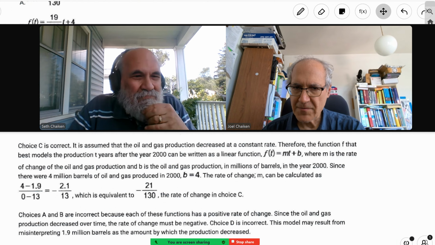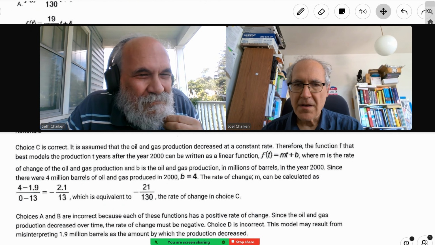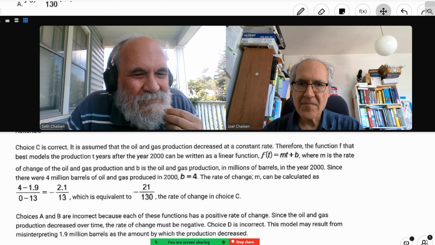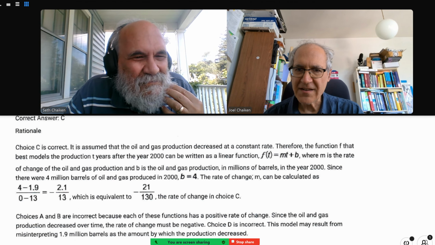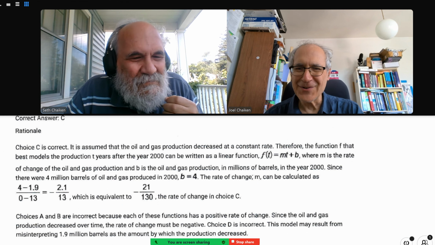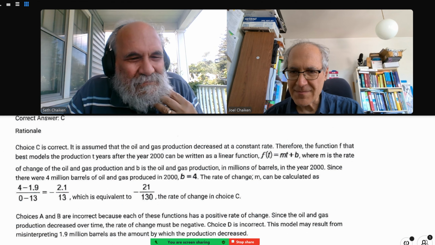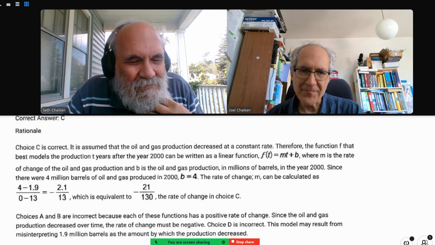Okay, well, we got the same answer they did. So what did they say? Choice C is correct. It is assumed that it decreases. It's not assumed, it's told to you. Therefore, the function f that best models it can be written as mt plus b.